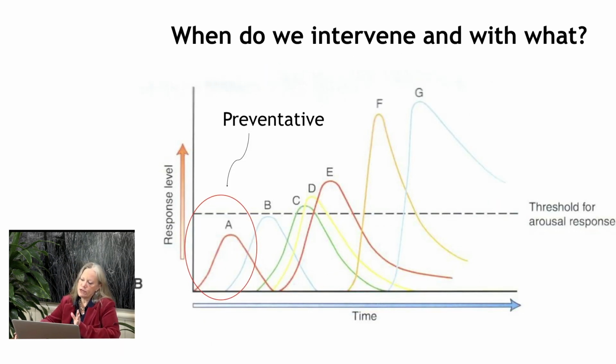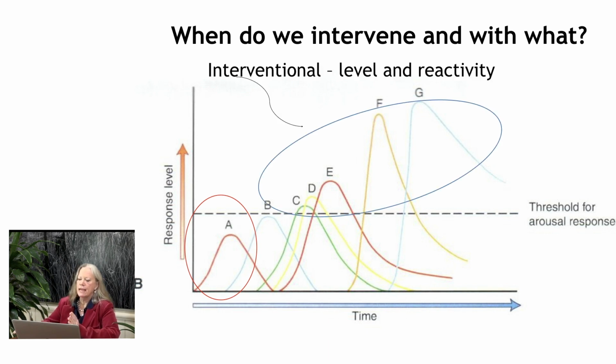Okay, so when do we intervene and with what? When you're looking at the curves we already talked about, as you begin to exceed the threshold level and you no longer return to baseline, when you're looking at A is the time to prevent this. It's when the dog is normal. That's when you want to intervene. At the most, you want to intervene at B. So that's your preventative strategy. Your interventional strategy is B through G. That's going to affect the level and reactivity of these dogs.